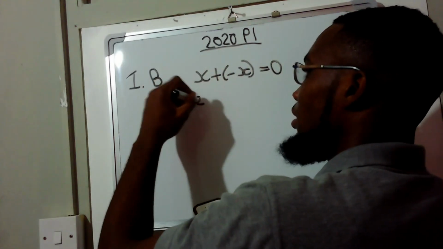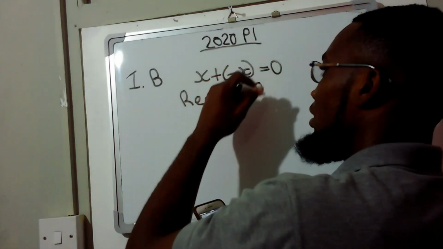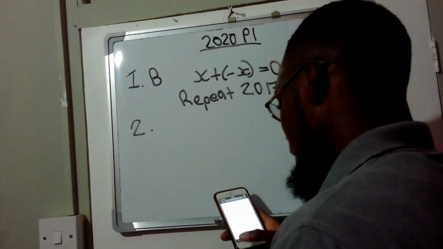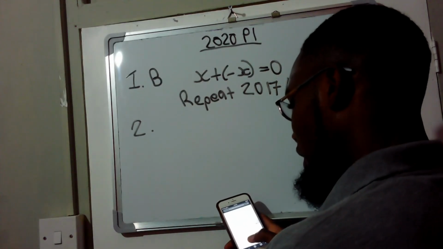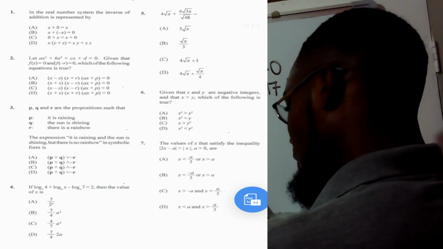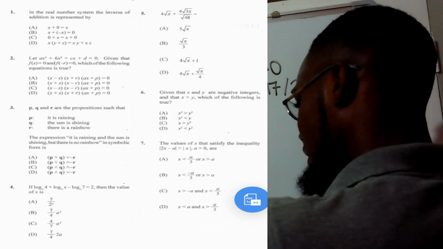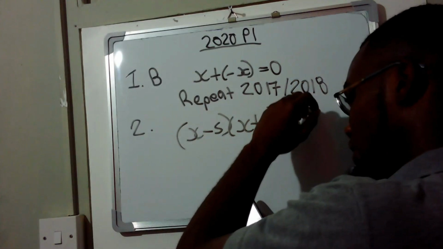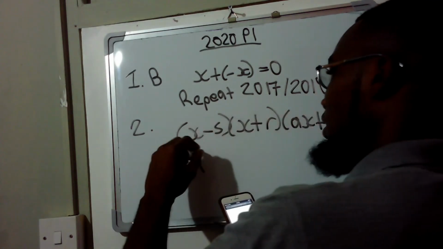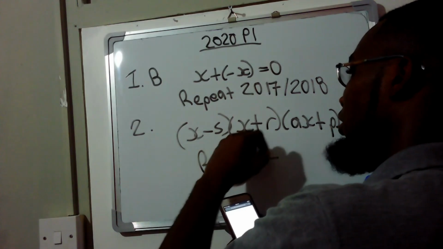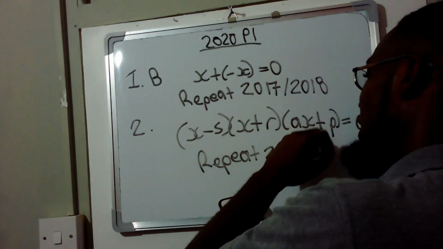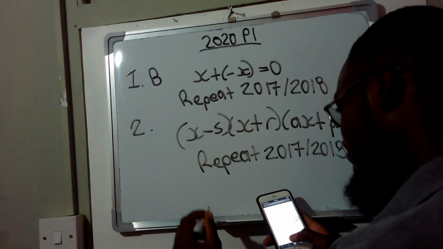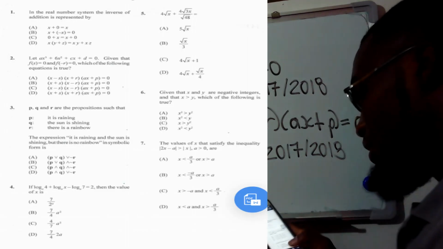This is a repeat from 2017, 2018. Number 2 is also another repeat, where it gives you the cubic, and this one was the one with x minus s times x plus r times ax plus p equals 0. This is a repeat from one of those 2 years, and that option is x minus s, x plus r, option A. So that's number 1 and number 2.